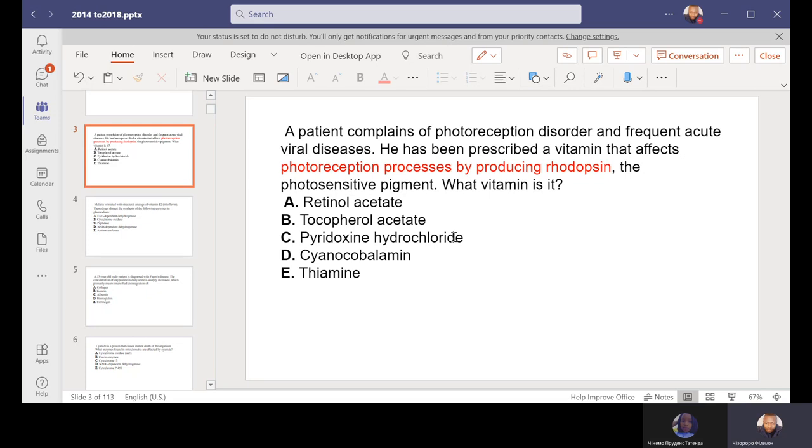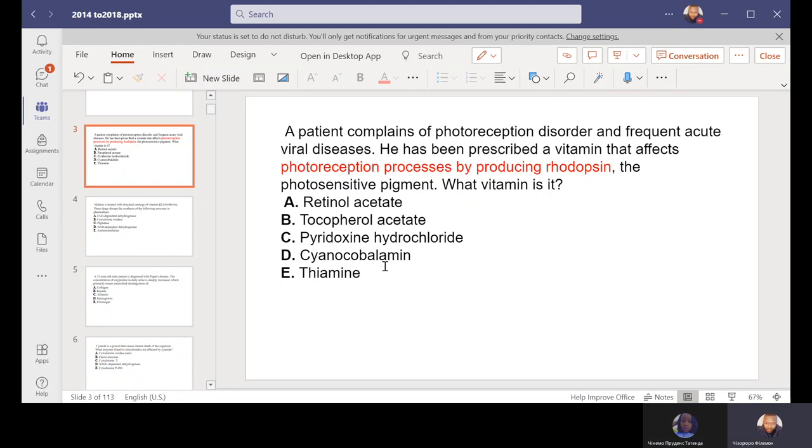And its deficiency is usually caused by taking isoniazid, a drug for tuberculosis. So every time you prescribe isoniazid, you need to remember to give the patient vitamin B6.